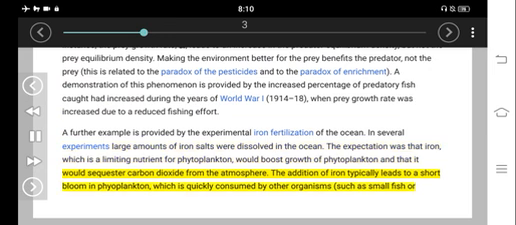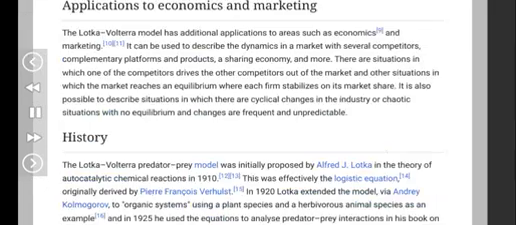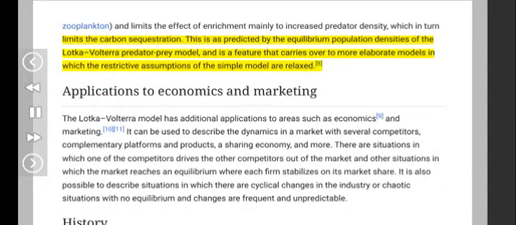The addition of iron typically leads to a short bloom in phytoplankton, which is quickly consumed by other organisms, such as small fish or zooplankton, and limits the effect of enrichment mainly to increased predator density, which in turn limits the carbon sequestration. This is as predicted by the equilibrium population densities of the Lotka-Volterra predator-prey model, and is a feature that carries over to more elaborate models in which the restrictive assumptions of the simple model are relaxed.